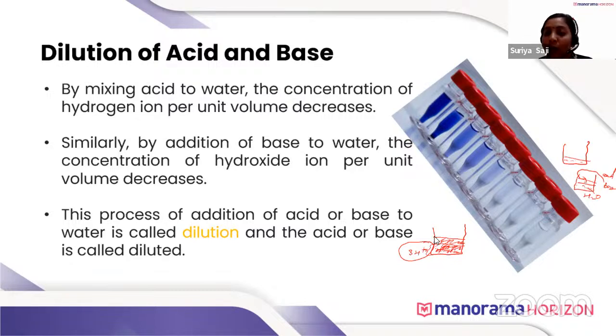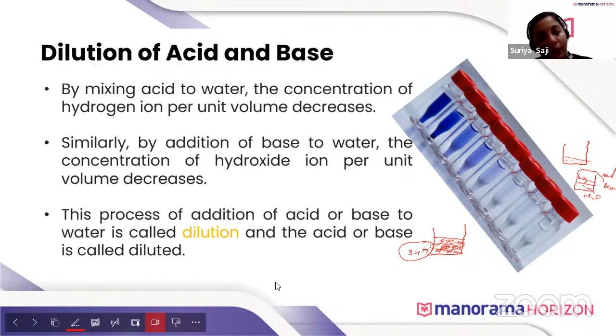So during dilution, what will happen? Volume will increase, but the number of ions per unit volume decreases. When we are adding, there will not be any increase in the number of ions. That's why during dilution, the number of hydrogen ions per unit volume will decrease. The same will be the case with OH minus also. So this is the concept of dilution. Actually, we are diluting acids or bases to reduce the concentration. Either hydrogen ions or hydroxide ions, the number of ions per unit volume will decrease. So this addition is known as dilution.